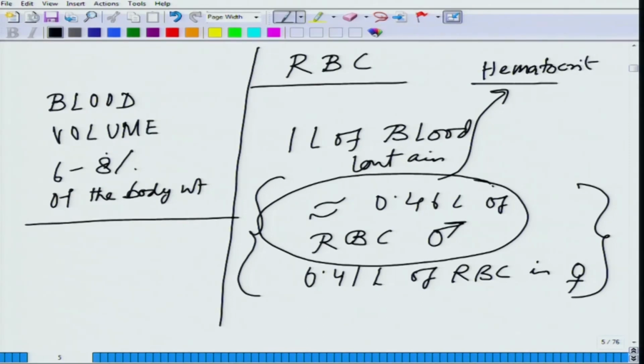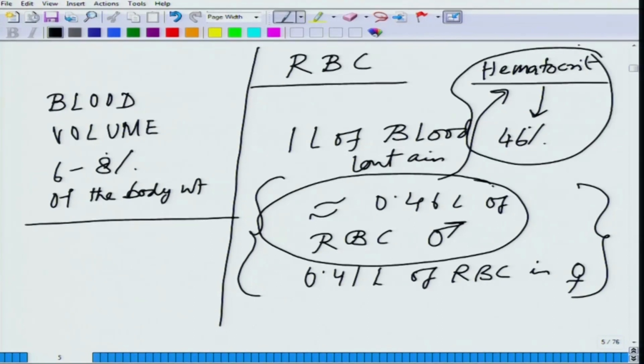If you see any prescription given in the clinic, they say 46% hematocrit, which is essentially nothing but the red blood cell concentration. Okay. So, this is very essential that people understand what hematocrit is and how hematocrit is shown in the complete blood profile whenever you take the blood profile.